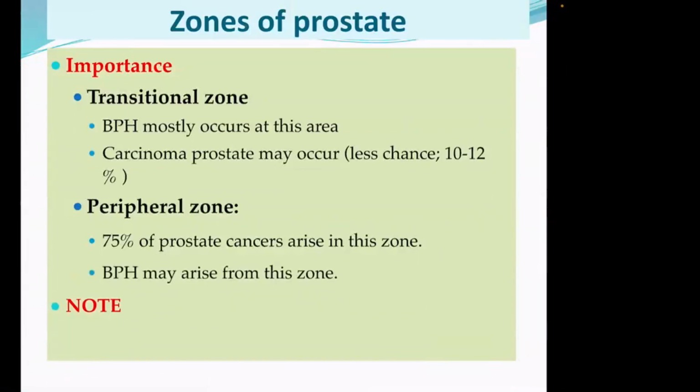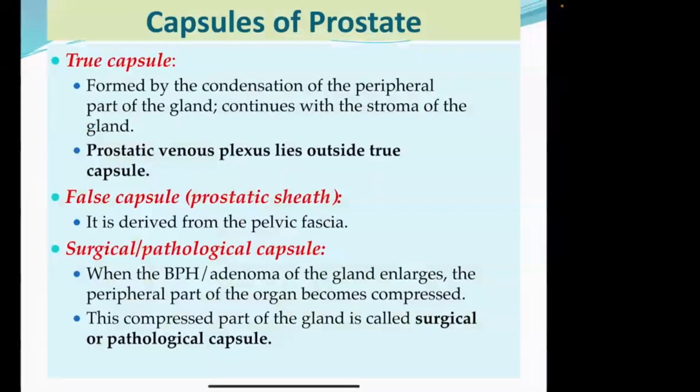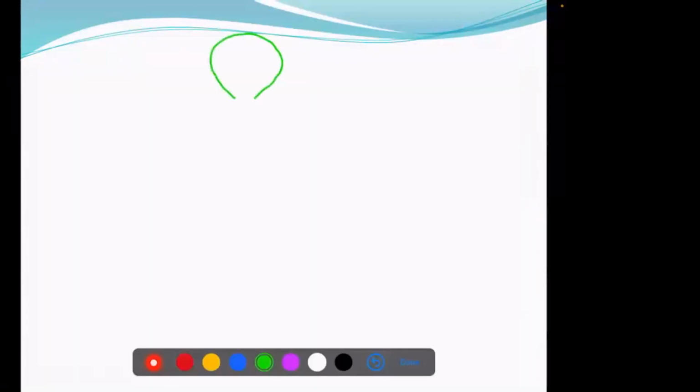I'm not saying BPH only occurs in the transition zone; it mostly occurs in the transition zone, but it can also occur in other zones. Prostate cancer mainly occurs in the peripheral zone. That doesn't mean it won't occur in other areas. I'm saying most commonly. Capsules of the prostate. This is important. Let me explain.